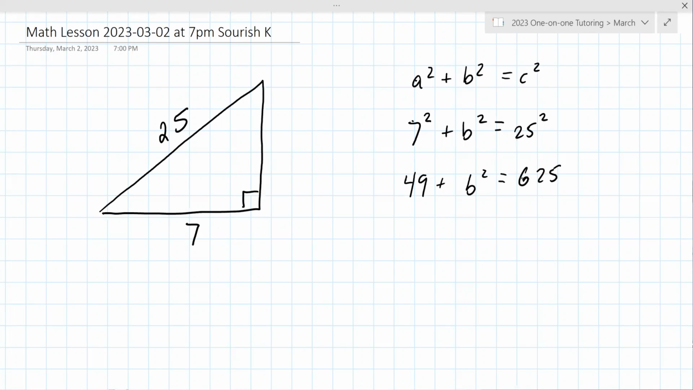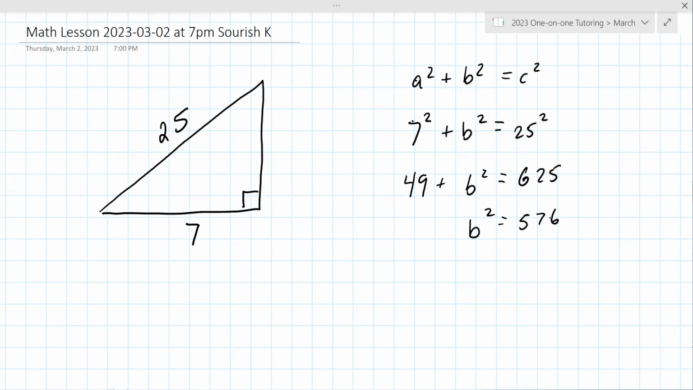I'm going to use my calculator. 576. So b squared equals 576. How do you solve for b? B squared is 576. You have to solve for b by taking a square root. You take the square root and then what equals?